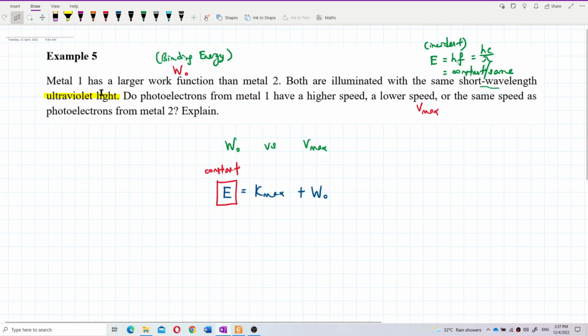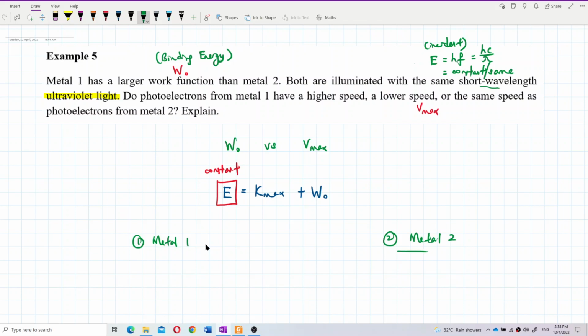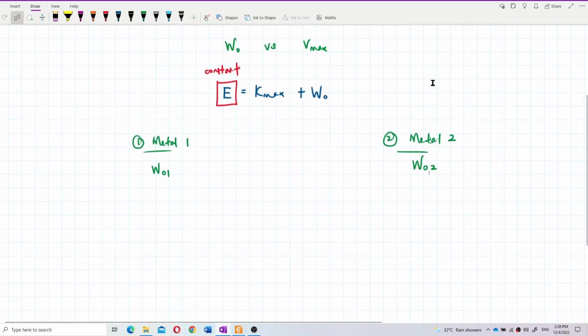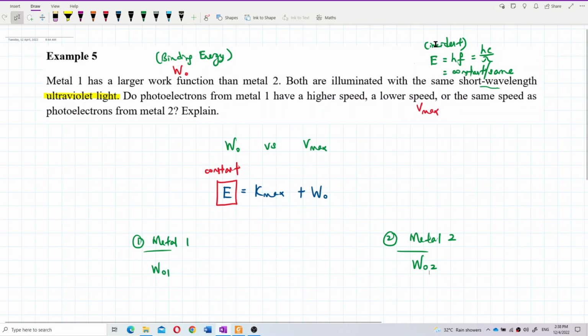Okay, since we have two conditions, one is Matter 1 and one is Matter 2, better we write it out in two columns. This one uses Matter 1, and this one uses Matter 2. So this one uses work function 1, and this one work function 2. Understand?